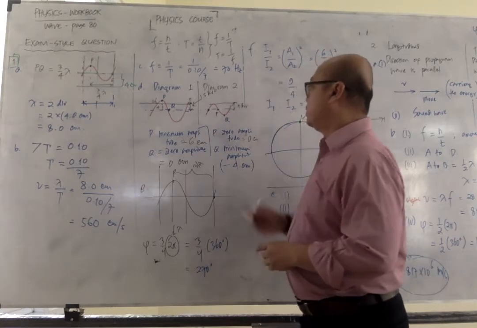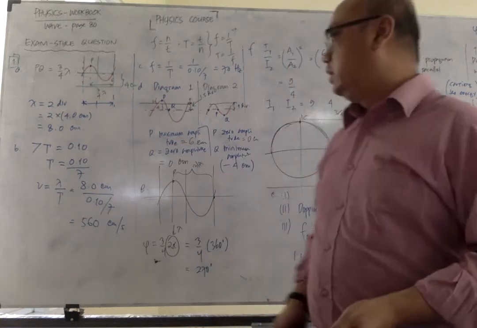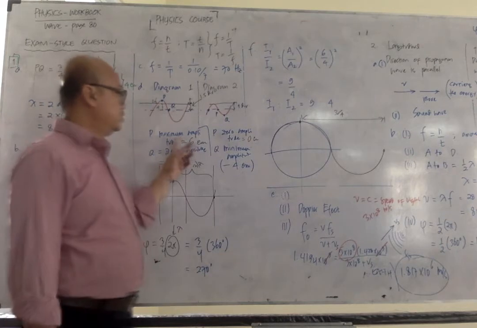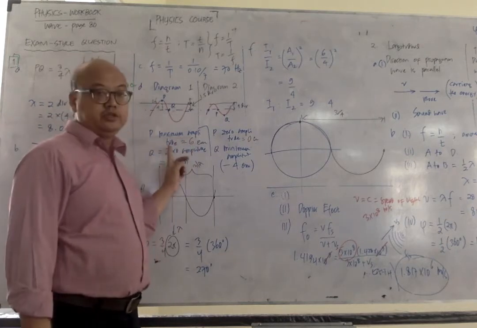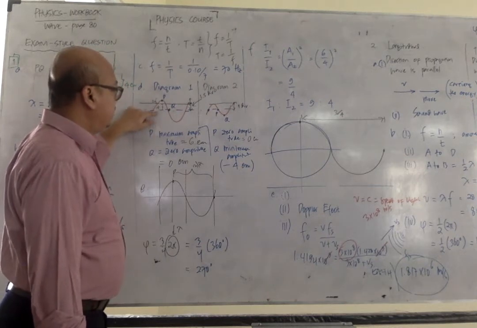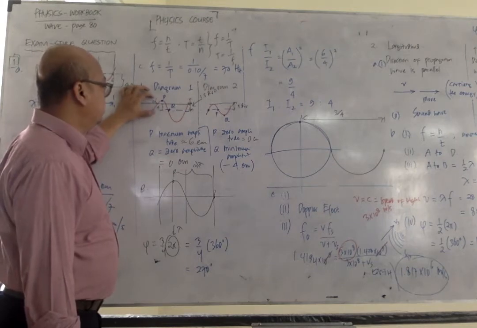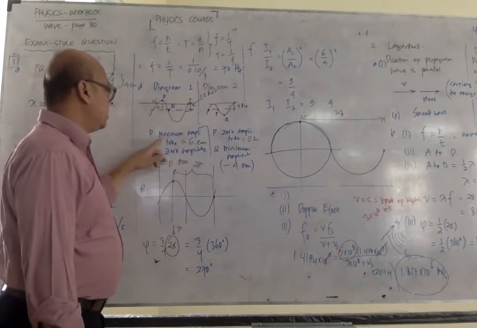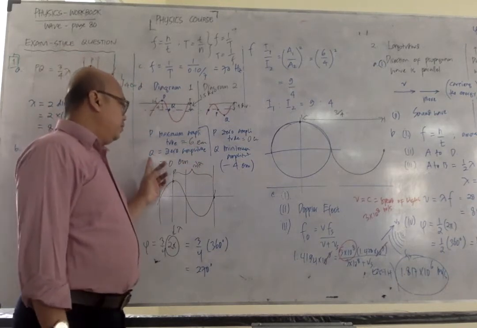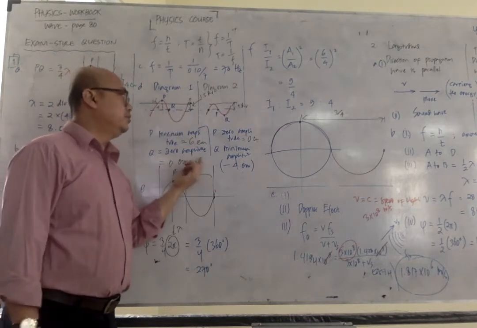If we compare them, we have some conclusions. P is the maximum amplitude. One div equals 4, and a half div equals 2. Adding 4 and 2, it becomes 6. So the maximum amplitude is 6 centimeters on diagram 1. And what about Q? Q is at the point that is 0, so Q has 0 amplitude.